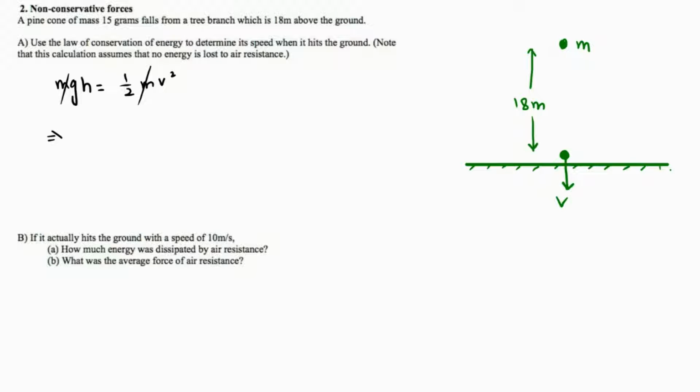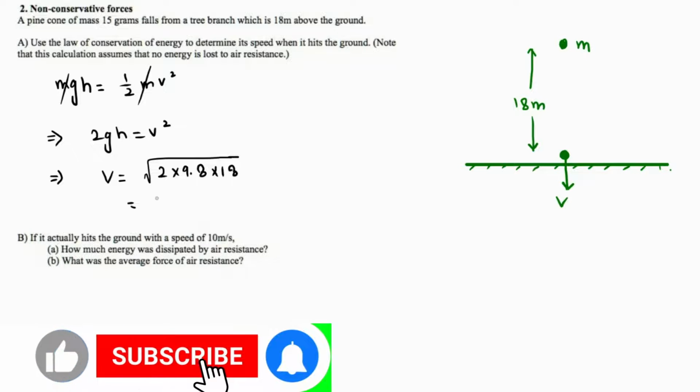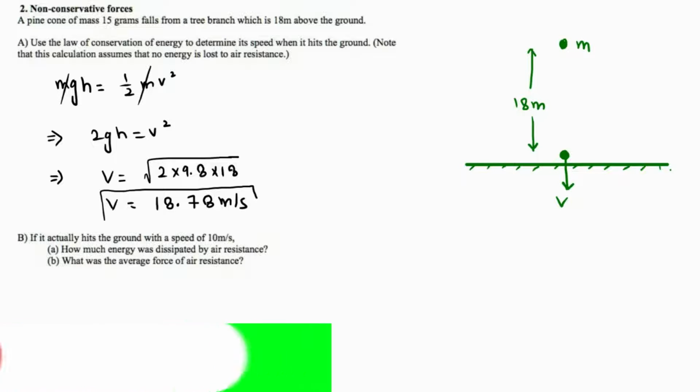The m and m cancel, and we are left with 2gh equal to v square. So the value of v, taking the square root on both sides, is root of 2gh. It's not dependent on mass. So 2 times 9.8 times 18, and the square root of this value comes out as 18.78 meters per second. This is the required velocity.